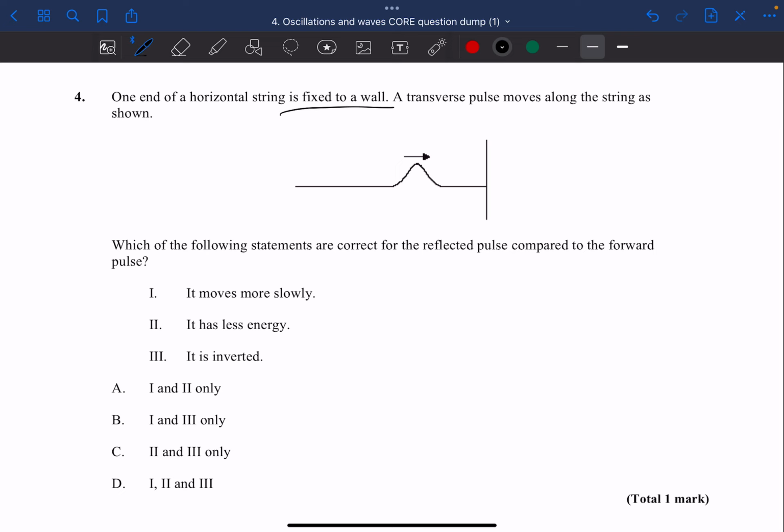So the string is fixed. So the wave is going to be inverted, and as it's being hit by the wall, it is going to lose some of its energy. However, the moving speed v would be constant throughout the motion. It would not change. Only the f lambda, yeah, it's not going to change throughout the motion.